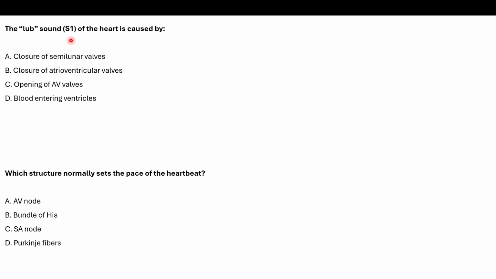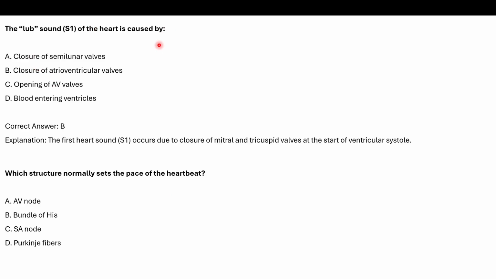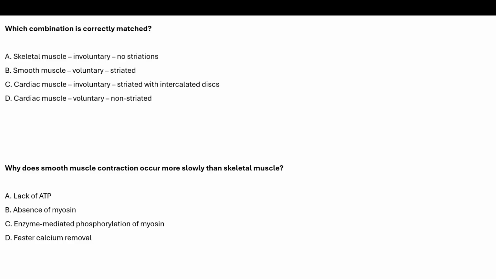The loud sound of the heart is caused by which type of activity? So it is the closing of the atrioventricular valves, which actually regulates the flow from the auricles to the ventricles. Now, which structure normally sets the pace of the heartbeat? That is the sinoatrial node or SAN. It is the natural pacemaker generating spontaneous electrical impulses.